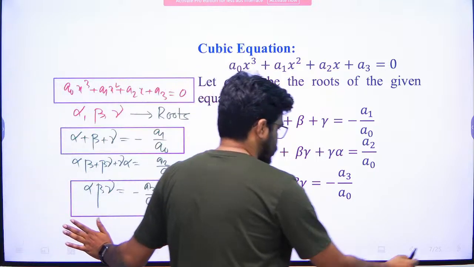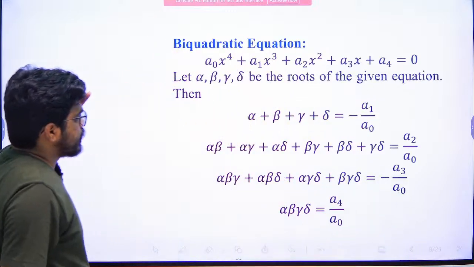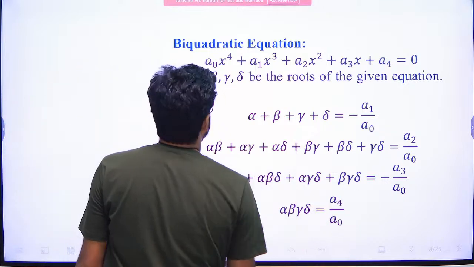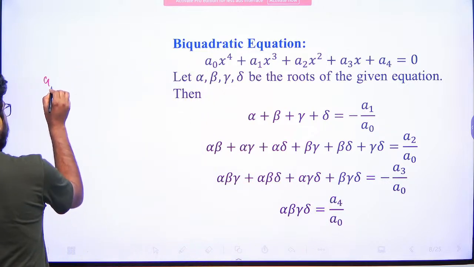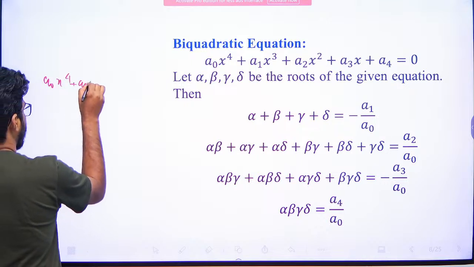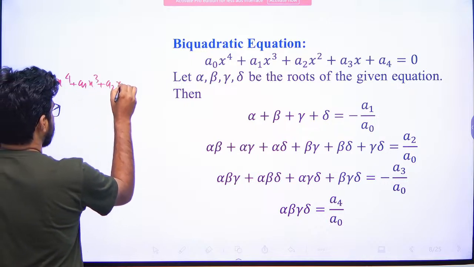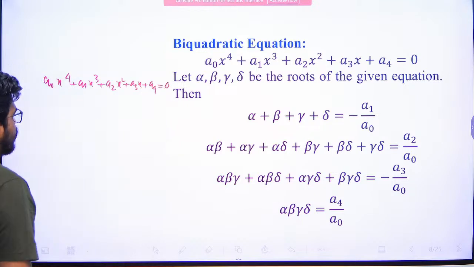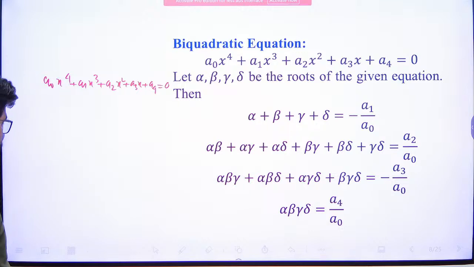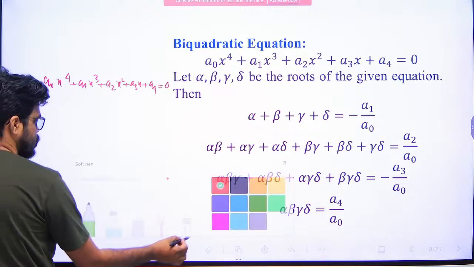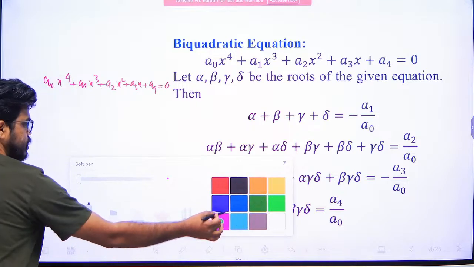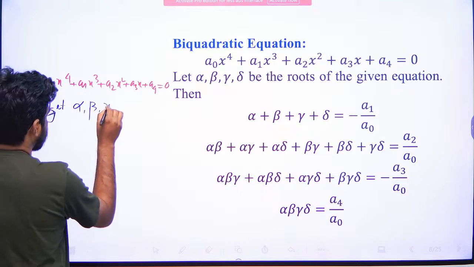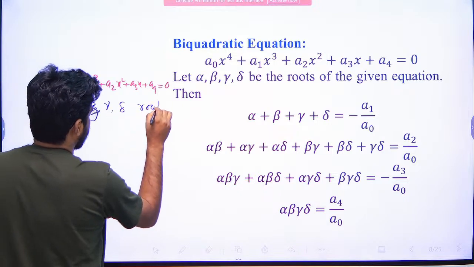Okay, so next, biquadratic equation. Suppose we have a biquadratic equation a0 x to the power 4 plus a1 x cube plus a2 x square plus a3 x plus a4 is equal to 0. So degree is 4, right? So it has four roots. So let alpha beta gamma delta be the roots of the given equation.